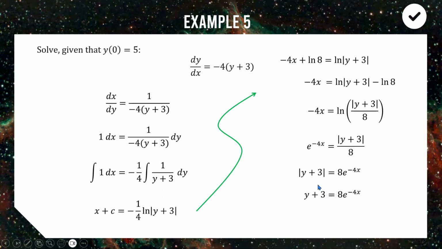Okay, to finish it off, we're just going to minus the 3 across the right-hand side, and now we have y as our subject, and we've evaluated our solution to this differential equation as y equals 8e to the minus 4x, minus 3. Okay, brilliant.